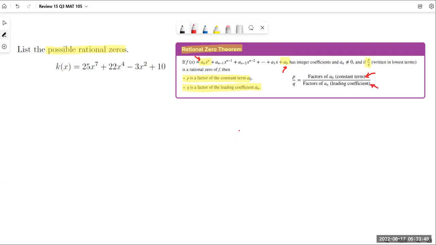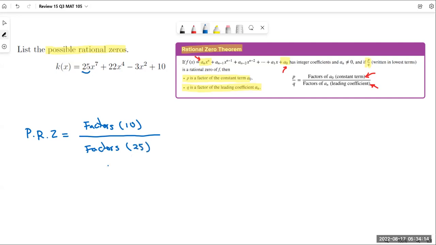So let's start. The possible rational zeros, for this case, are going to be the factors of 10 divided by the factors of the leading term, which is 25, the leading coefficient. So we are using only 10 and 25 from this equation.